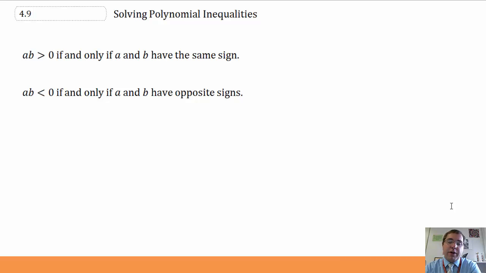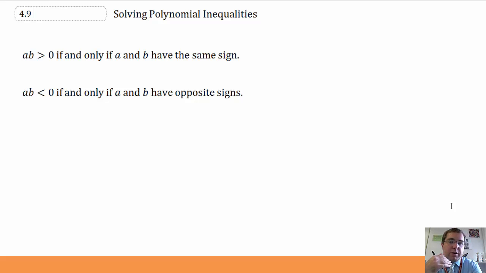This is section 4.9 of Honors Algebra 2, solving polynomial inequalities. So we solved polynomial equations, and the way we did that was to factor one side and use the zero product property, the fact that two things multiplied together equal to zero mean that one of them, or both of them, must be zero.